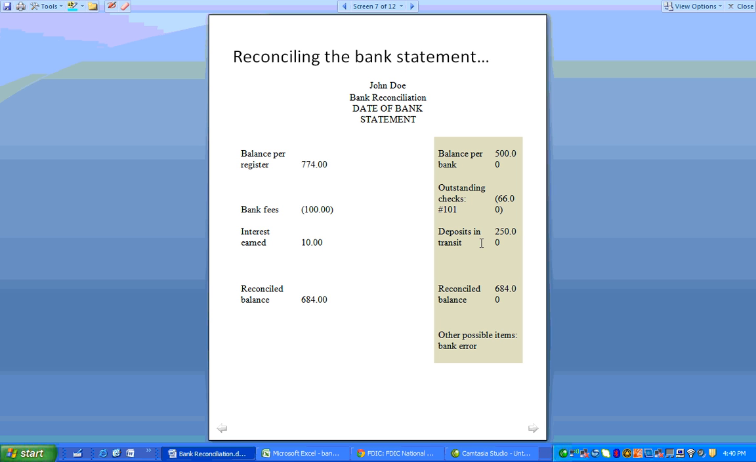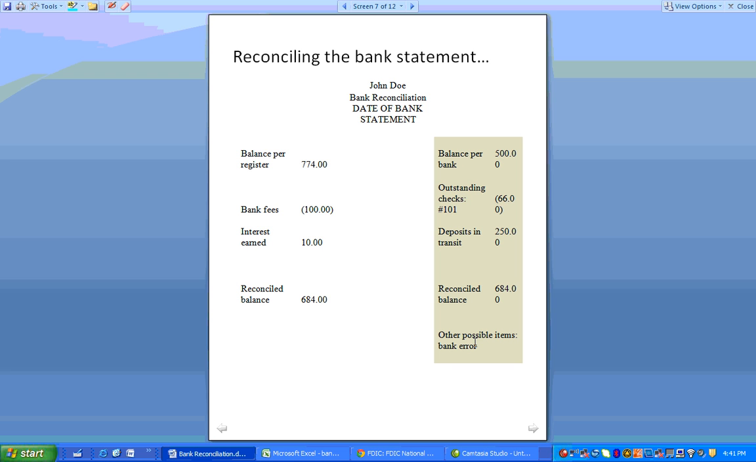So the balance per the bank, we subtract out the outstanding checks because as soon as those hit, those will decrease the balance. The deposits in transit will increase the balance. That brings us a total of $684. That's the reconciled balance now because everything has been recorded that the bank didn't know about. Other possible items that could go on this side, and this is really limited. There's not much that you're going to see end up on the right side of the bank reconciliation.